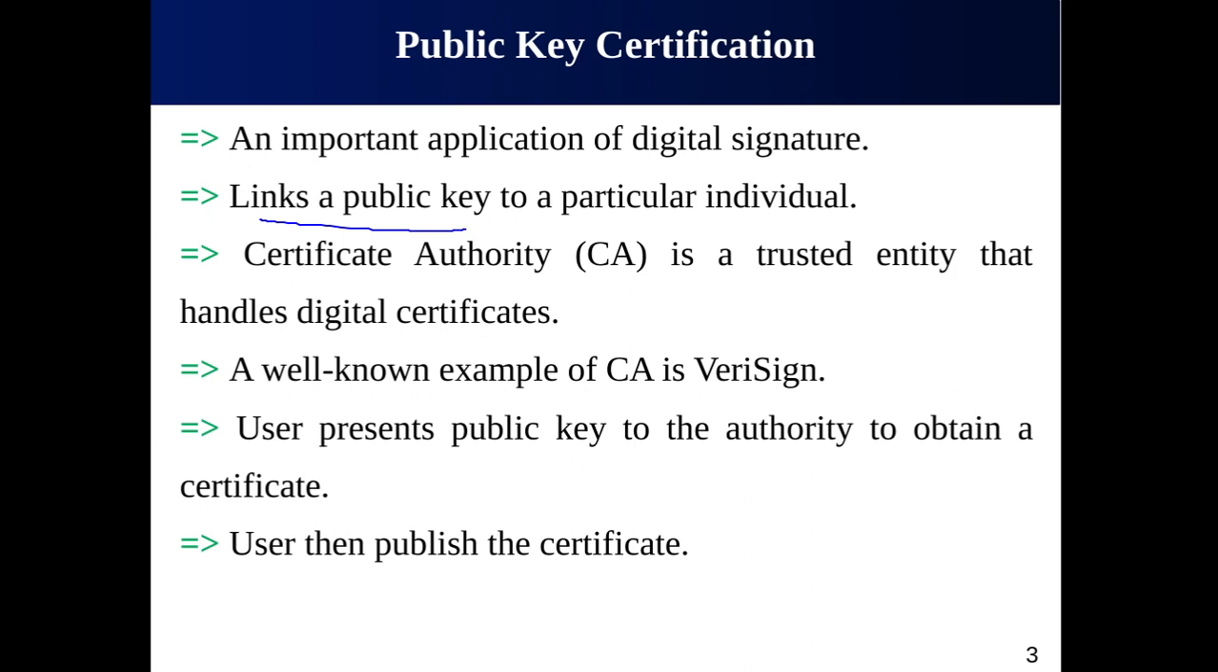So in order to establish the trust between the entities, we need a certification, and for that we need an authority, which is known as certificate authority, or CA in short. It is actually a trusted entity that will handle this digital certification. It could be a government agency, a financial institution, a broker, a third party trusted entity, and so on.